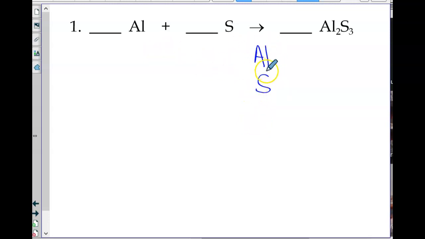So what I'm going to do is use the left side of aluminum for the left side of the arrow, and the right side of aluminum for the right side of the arrow. So I see that I have 1 aluminum, because there's no number in front and no number after, and 1 sulfur. I have 2 aluminums and 3 sulfurs on the right. So 2 and 3. Questions about that?